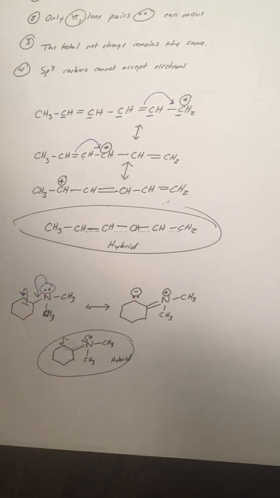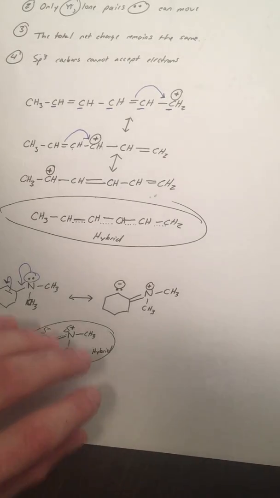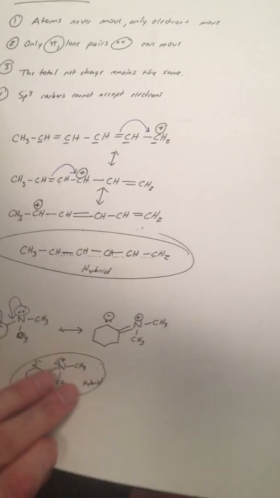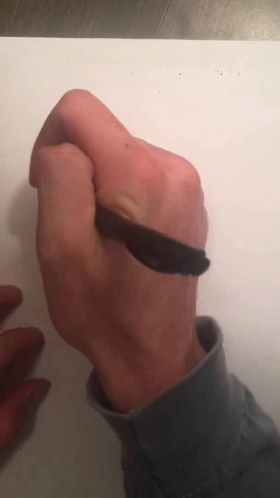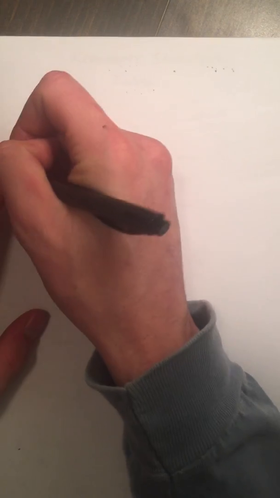Cool. So those are just general rules to how to draw resonance structures. Now I can show you how to determine which one will contribute most to the hybrid itself, because not all of them contribute equally. So determining which resonance structure contributes most to the hybrid comes from the resonance contributor stability itself.